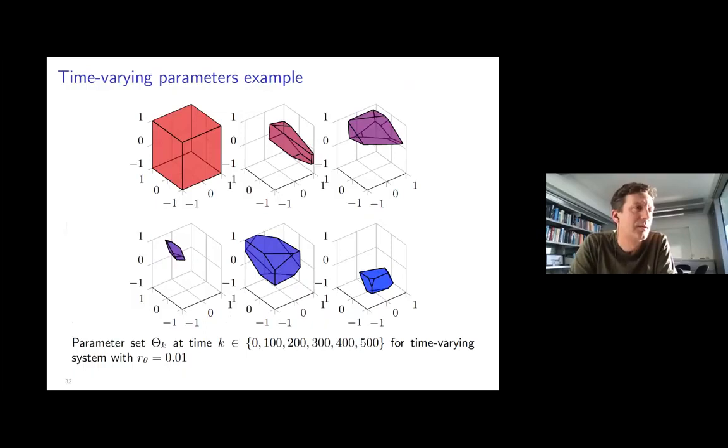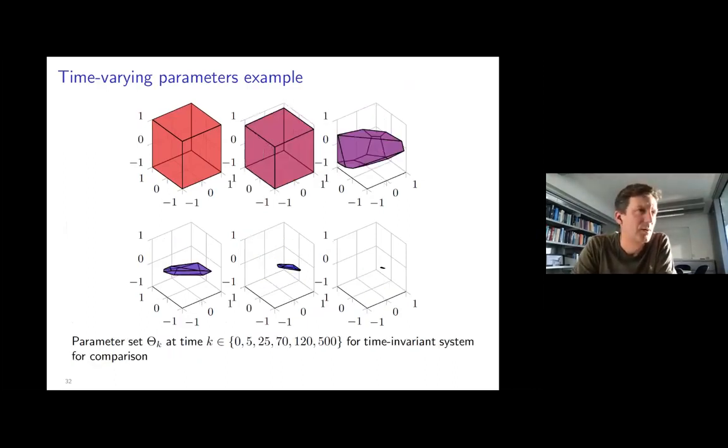It's worth noting that if the true parameters are time varying, then the parameter set can both shrink and grow. And you can see that here in this example. The parameter set is initially shrinking, but then it grows and then it shrinks again. And comparing this with what would happen if we had fixed parameters, you can see that in that case the parameter set would actually monotonically be shrinking.